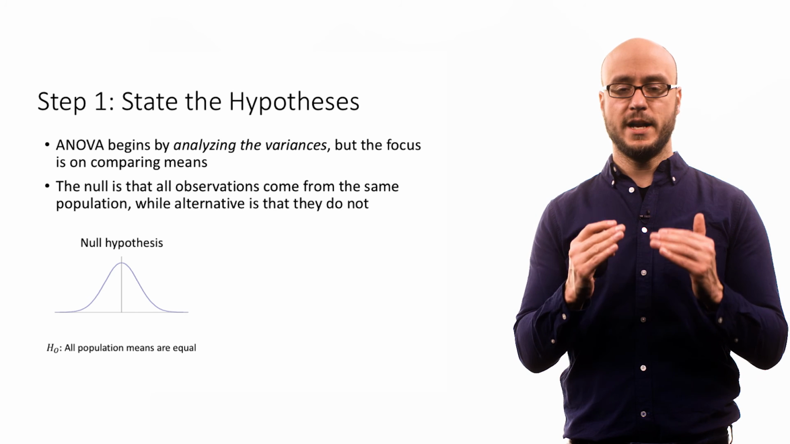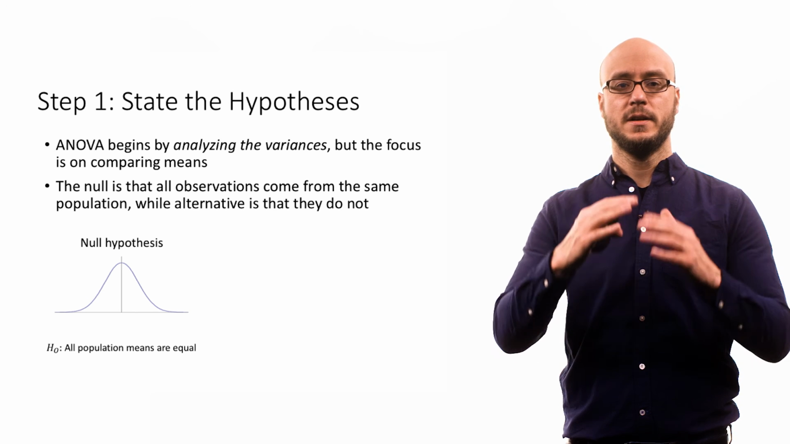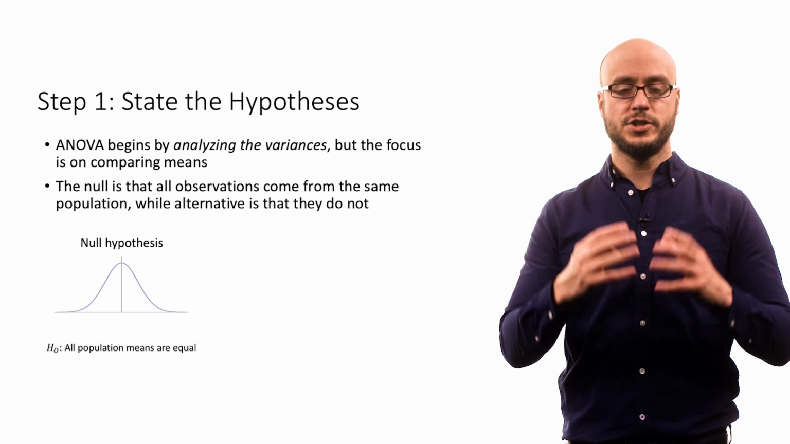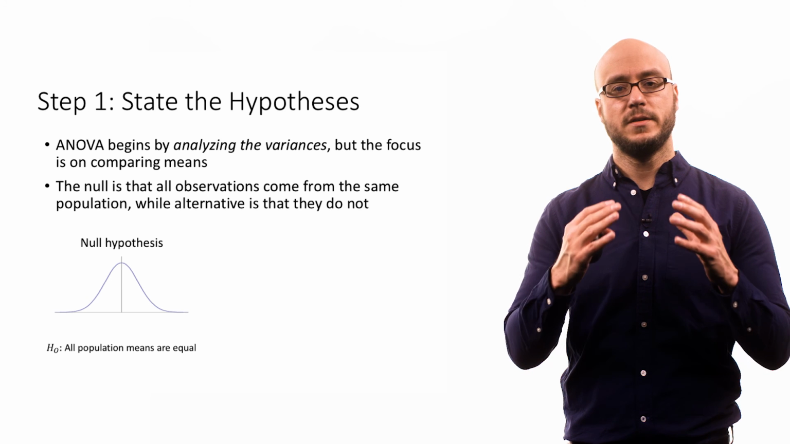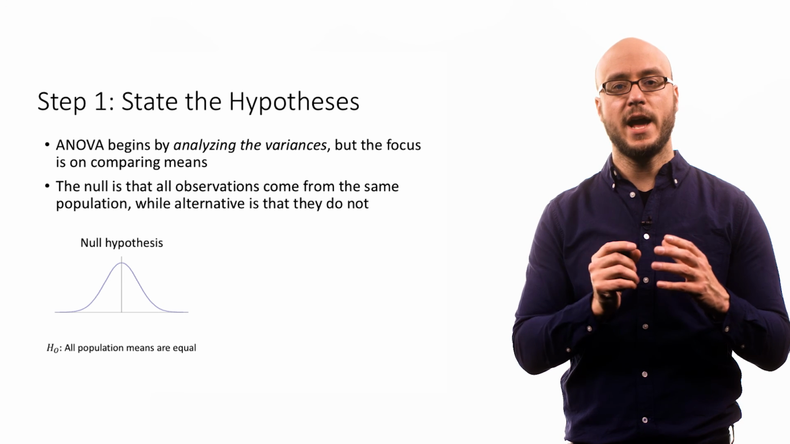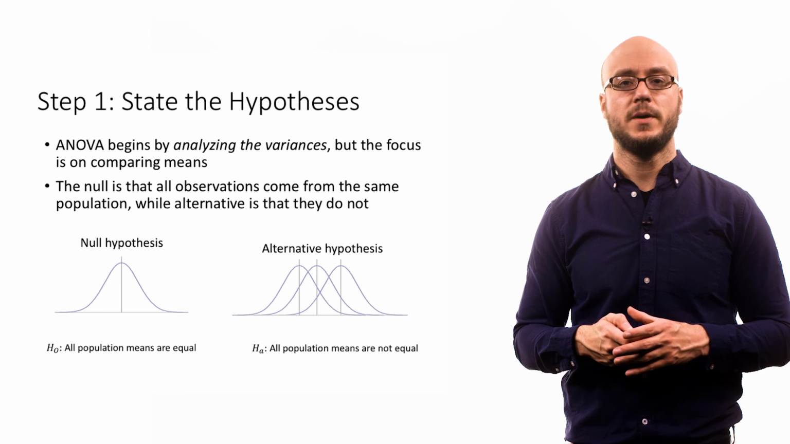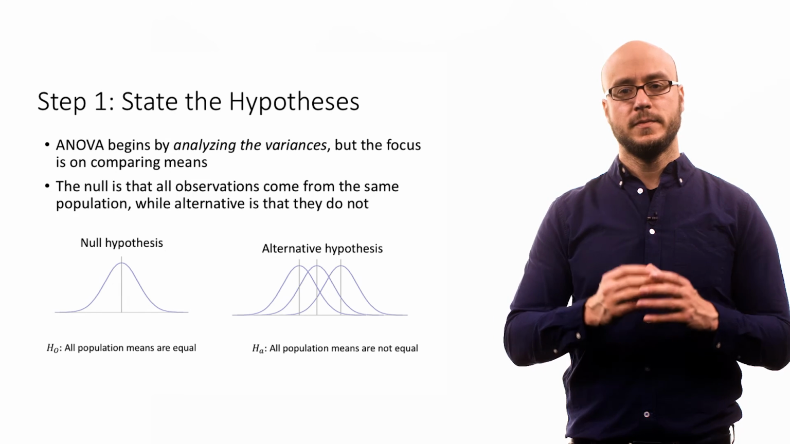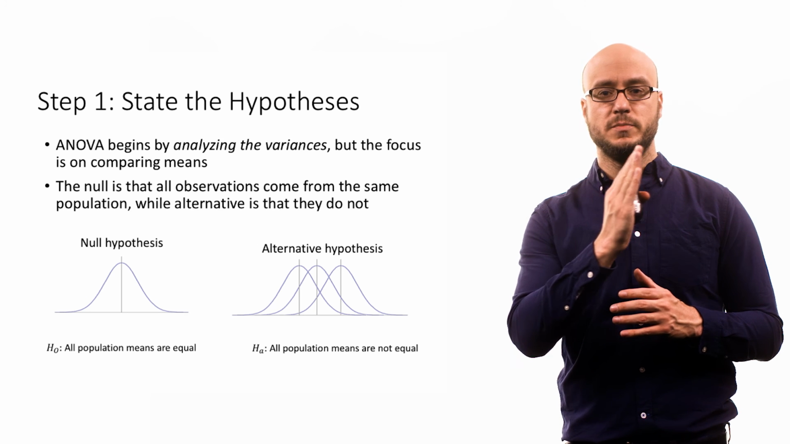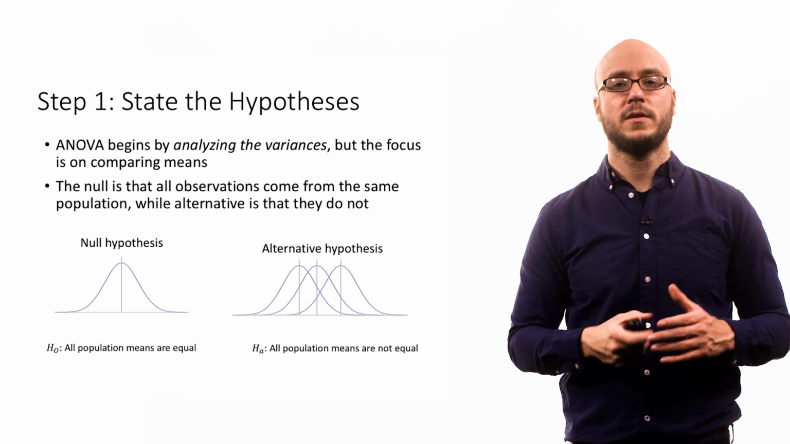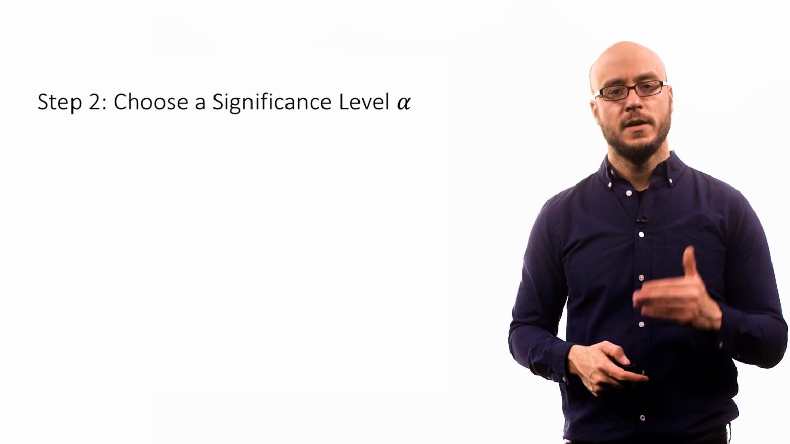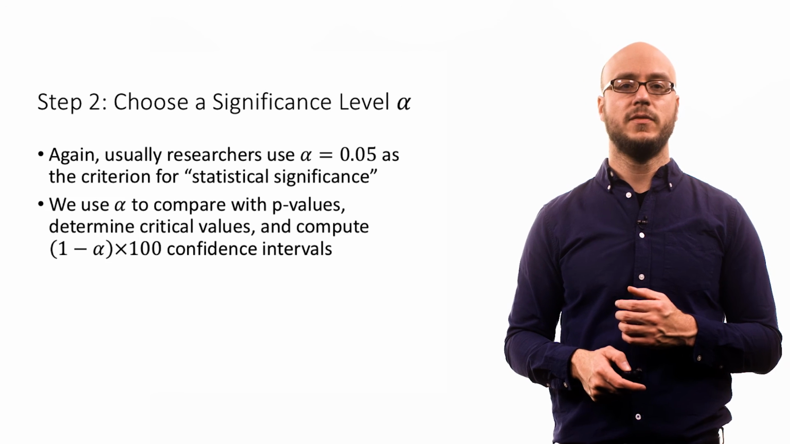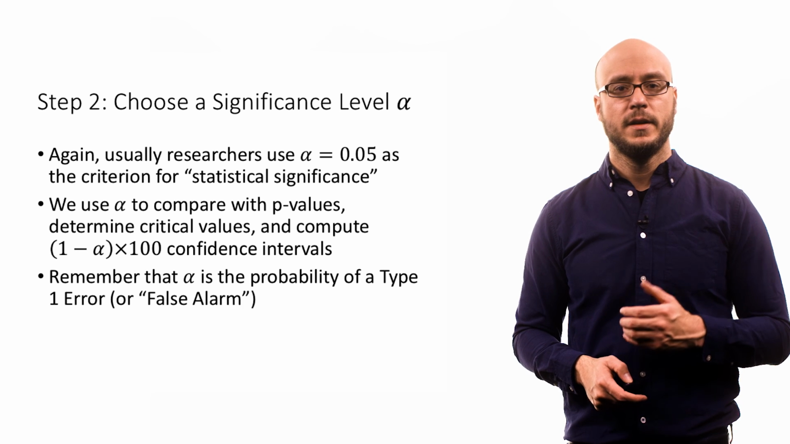Again, with one-way analysis of variance, we're assuming that the distribution in the population for each group is normal, mound-shaped, and we're also assuming that the variance, or the spread, within each group is the same in the population. So the null is that all population means are equal. The alternative is that these population means are not equal. They differ from each other. For step 2, we choose a significance level. We're going to use this level of alpha 0.05.